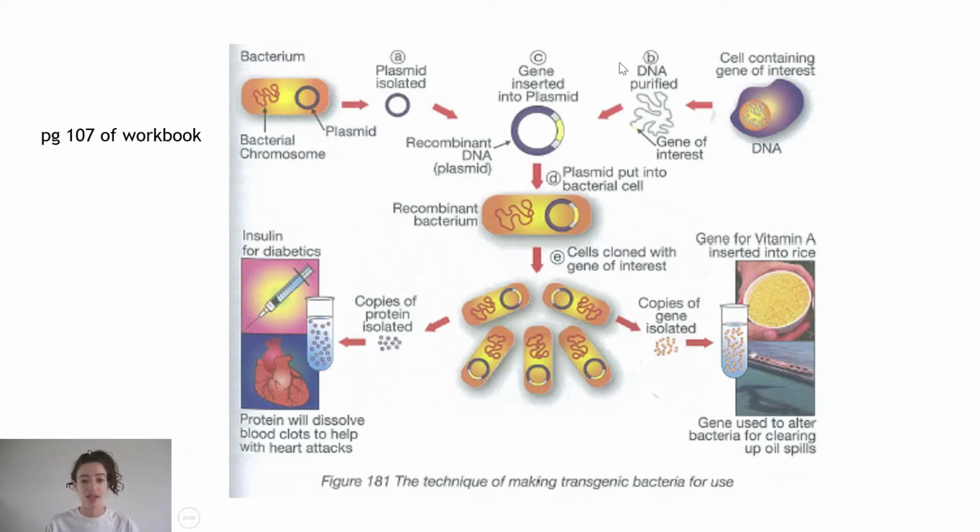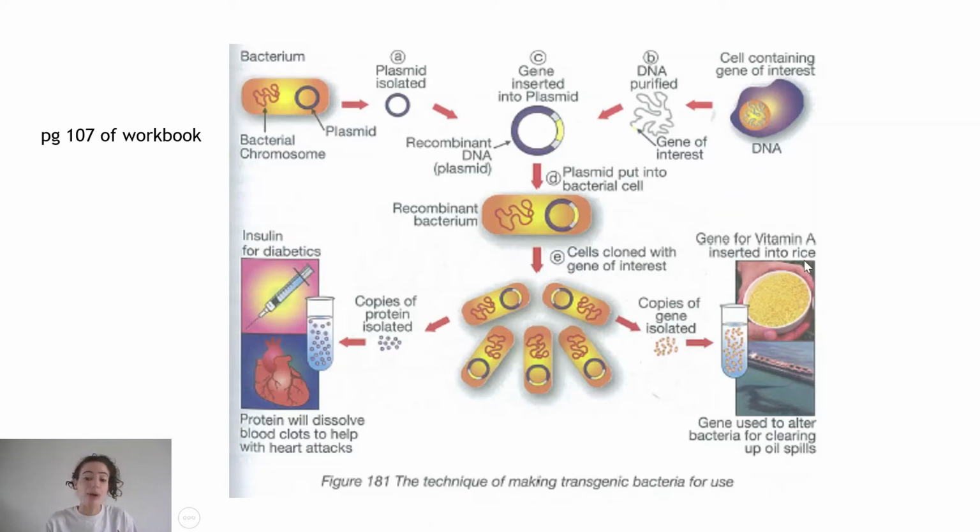We insert the gene into the plasmid using a range of gene transfer techniques that were discussed in chapter 1.7. We insert that plasmid into a bacterial cell that contains the recombinant bacterium. So this is the transgenic organism. The cells will replicate with that gene of interest, and then we can either isolate that protein, for example, insulin for diabetics, or we might actually copy the gene, because now we've got heaps of copies of that gene, and use it.